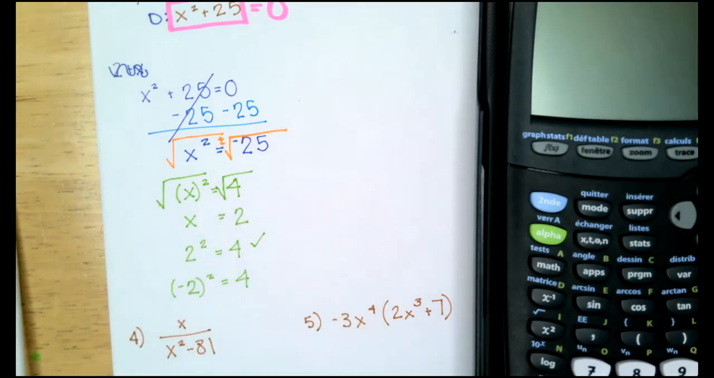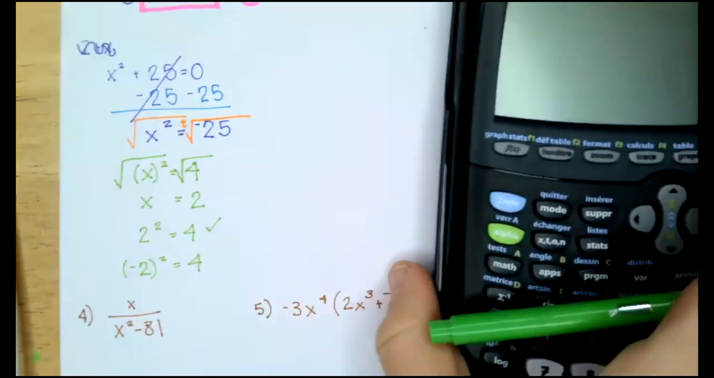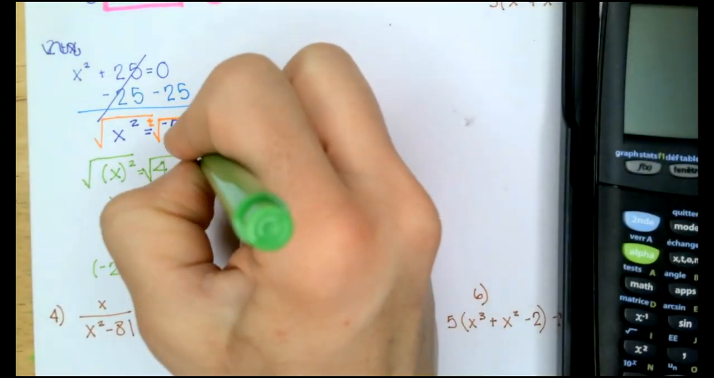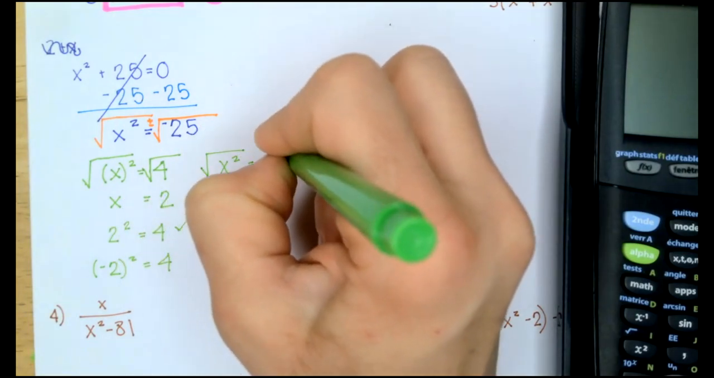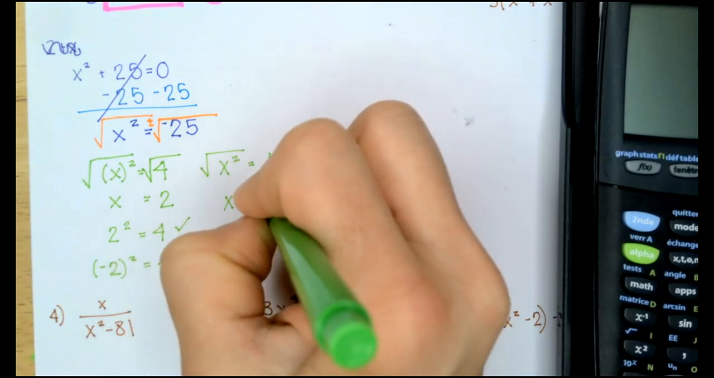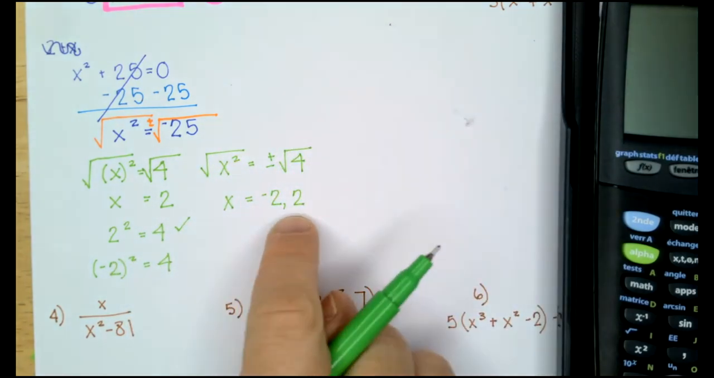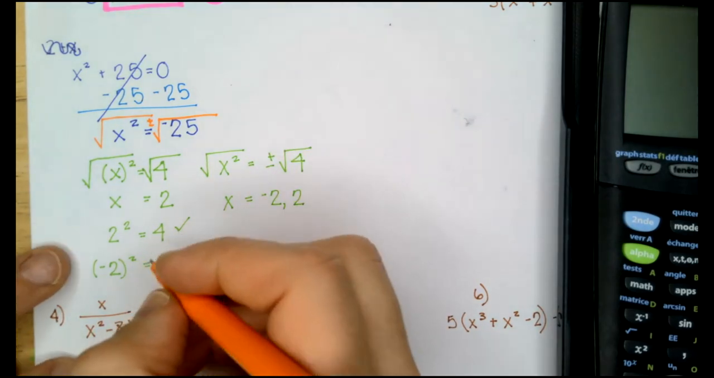That's why we have the plus and the minus. If we have x equals positive and negative square root of 4, then we have x equals -2 and x equals 2. We've included both of our answers, so that's why we have the plus and the minus. All right, moving on.